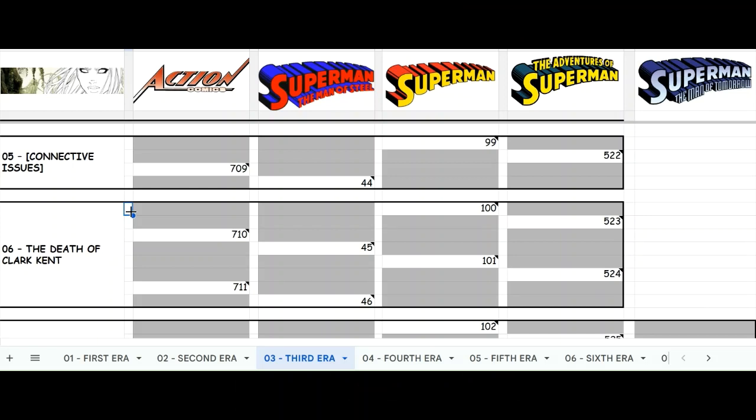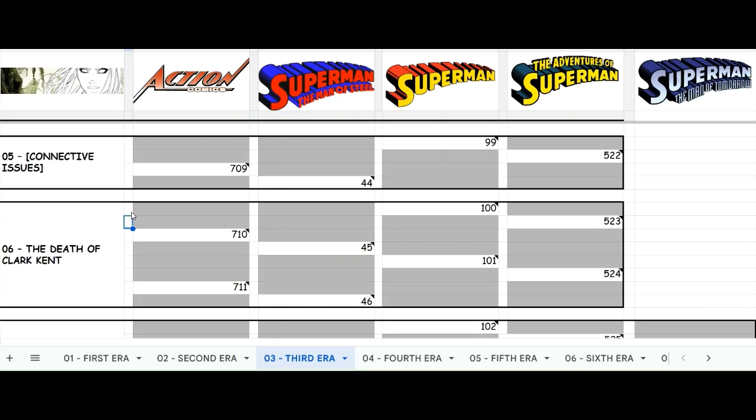So Superman 100 does not end on a cliffhanger, but the next issue, Adventures of Superman 523, starts in the middle of a battle. So when I was reading this, I got very confused. I thought I'd missed something somehow. Don't get confused. You haven't missed anything, and everything will become clear during the course of the issue.